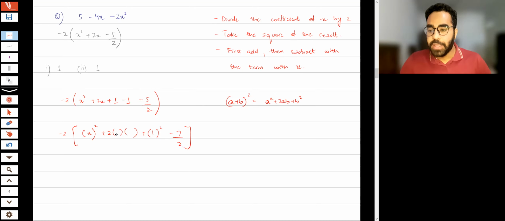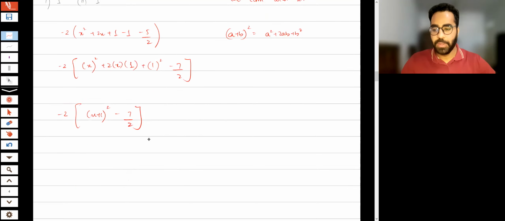So what will I have here? This is my value of a, this would be x, and this is my value of b, this would become 1. Using these three terms again, you have to get to (a plus b) whole squared. Now a is x, b is 1, so a plus b would be (x plus 1) whole squared. So (x plus 1) whole squared minus 7/2. In the end you're going to multiply this by -2, so -2(x plus 1) whole squared plus 7.